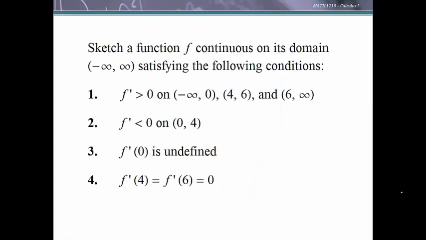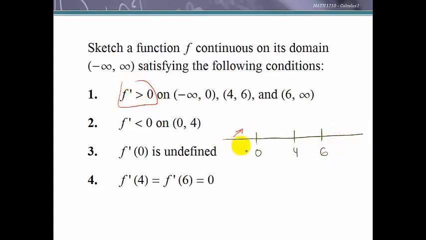Let's sketch a function that is continuous on the domain from -infinity to infinity that satisfies the following conditions. So we need the derivative greater than 0 on these intervals. So let's go ahead and make us a sketch here. And it looks like we're going to look from -infinity to 0, then from 0 to 4, then from 4 to 6, and then from 6 to infinity. The derivative is positive from -infinity to 0.